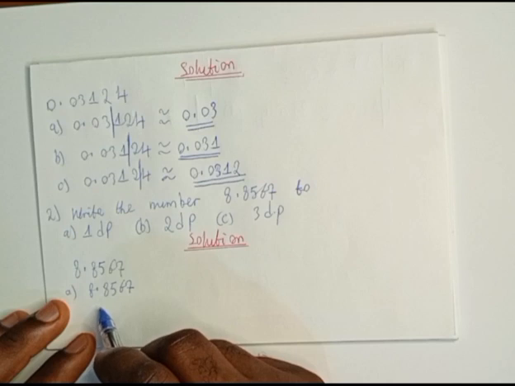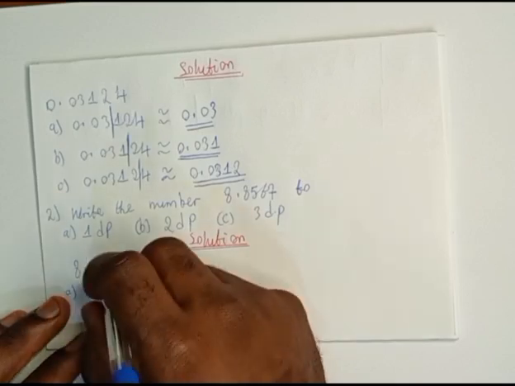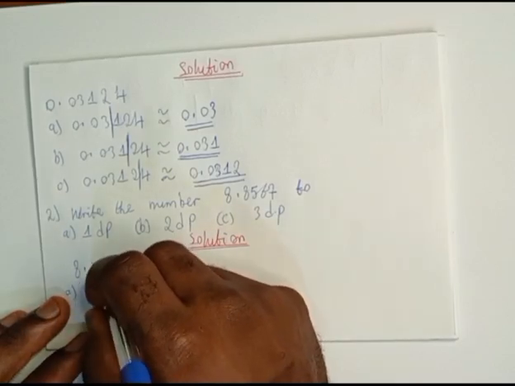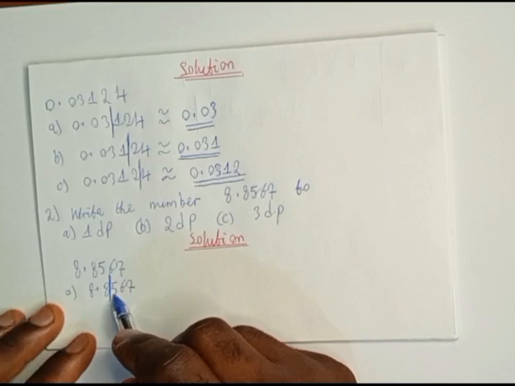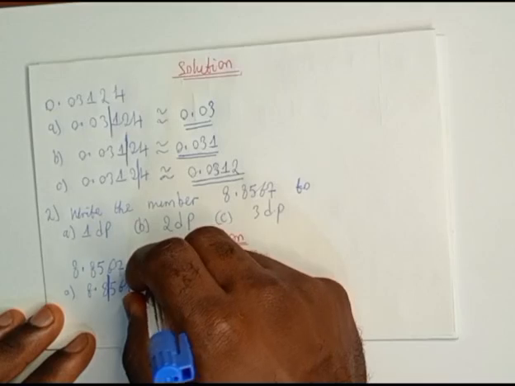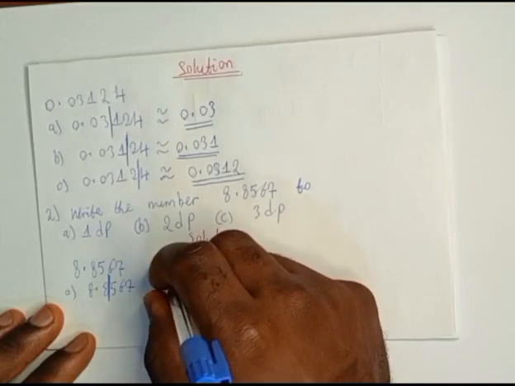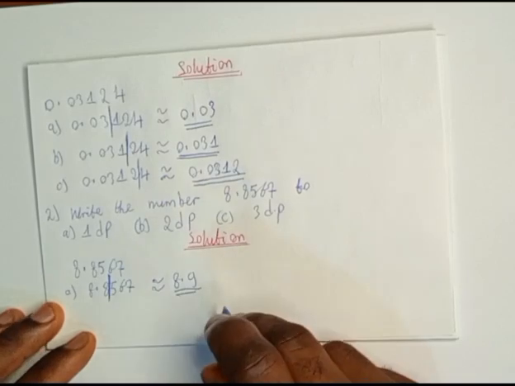We are going to count the first decimal place. It is after the decimal point, 1. Then we have to round off between the first decimal place and the second decimal place. 5 is greater than or equal to 5. It is rounded up to 1. We add the 1 to 8. This 8 tenths gives us 9. This will be approximately 8.9 to 1 decimal place.